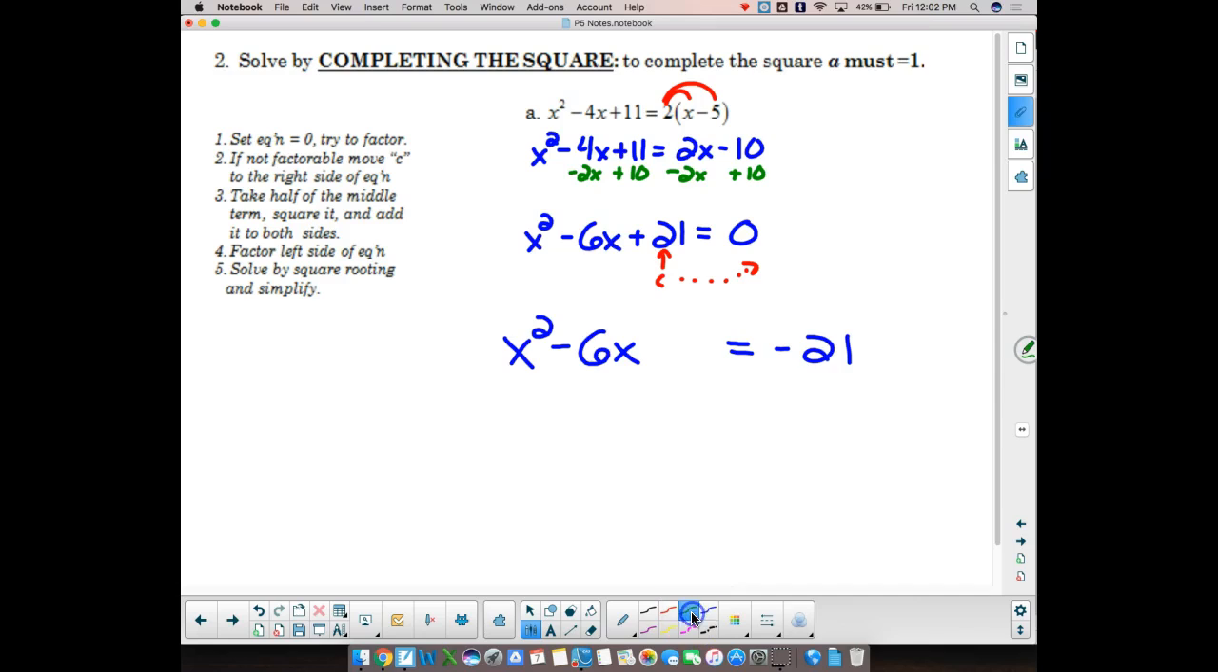So now I like to go a little bit on the side. On the side of my paper, I call it taking a sidebar. I look at B. My B value is negative 6, correct? I'm going to take that, and I'm going to half it. So I'm going to divide it by 2. B divided by 2 is going to be negative 3. And then I'm going to square that. Negative 3 squared is 9.